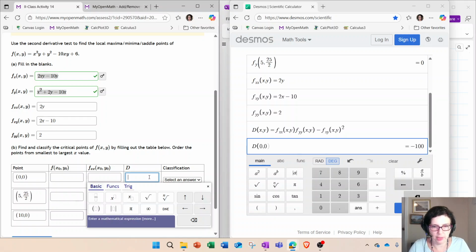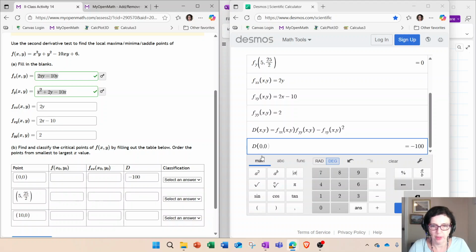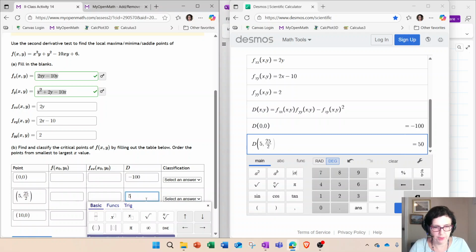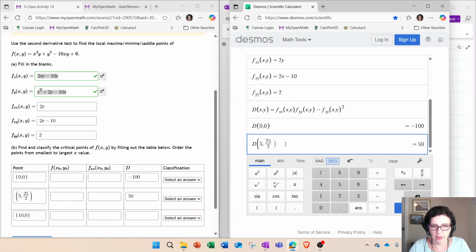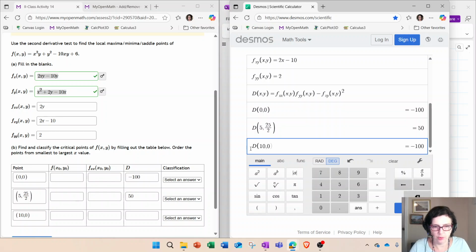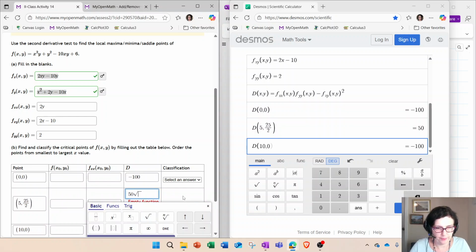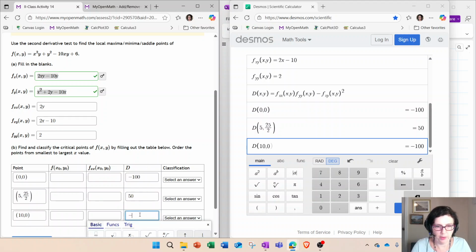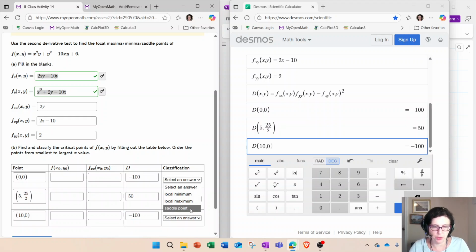Okay, so this one is negative 100. All right, let's do this one. That's 50. And finally, (10, 0), we also got negative 100. Okay, so this is supposed to be negative 100. So whenever D is negative, we immediately already know it's a saddle point.